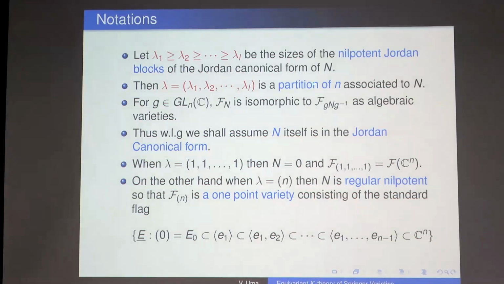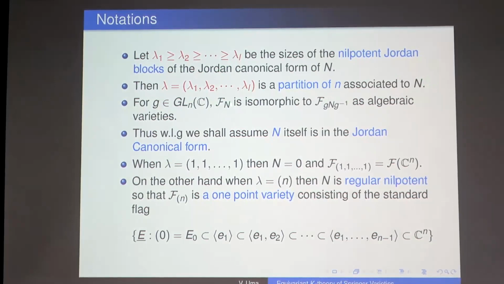So the moment we have a nilpotent matrix, we have the Jordan canonical form for it. Therefore, we can take the sizes of the Jordan blocks, and they are in decreasing order. So there are L Jordan blocks, and these numbers denote the sizes of the Jordan blocks. Because of that, this λ, which denotes λ_1 up to λ_L, gives a partition of n, and this is associated to the nilpotent operator.